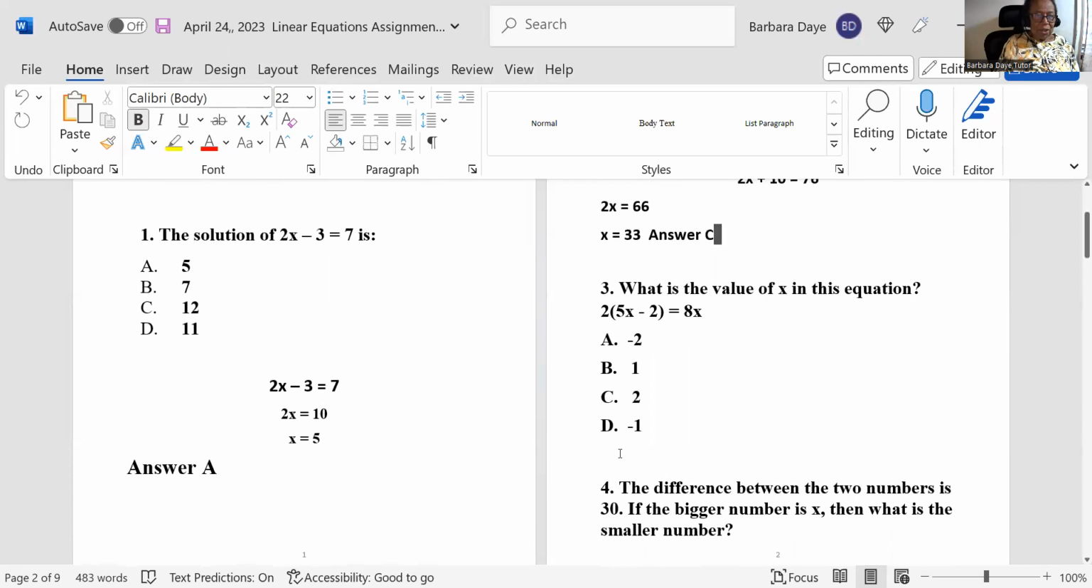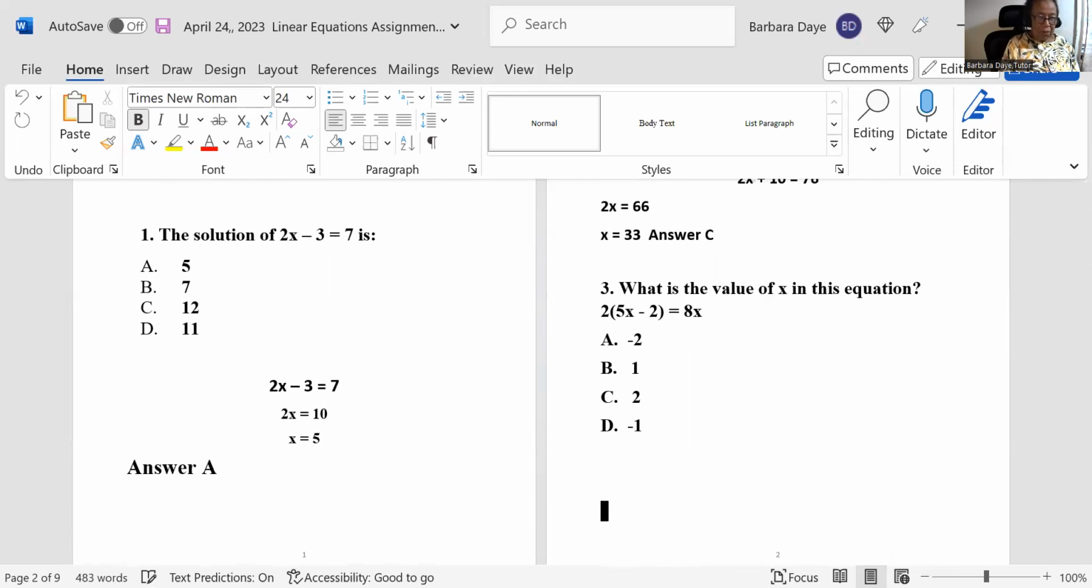Now, Audrey, number 3. What do we do to solve number 3? You multiply the 2 by the 5x, you get 10x. And multiply the negative 2 by 2, and you get negative 4. That is equal to 8x.